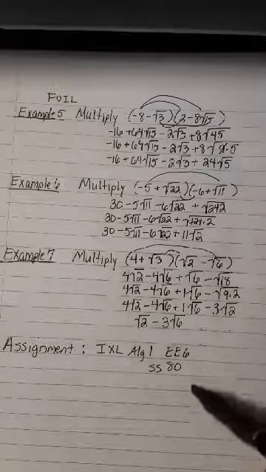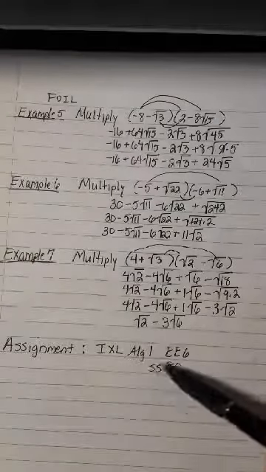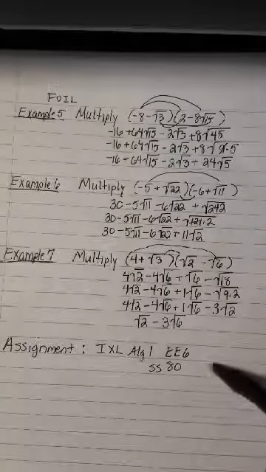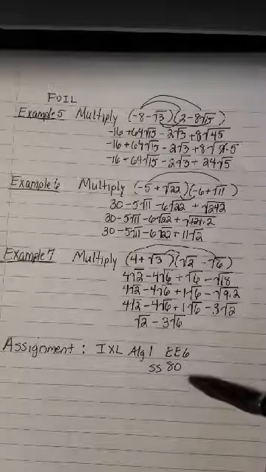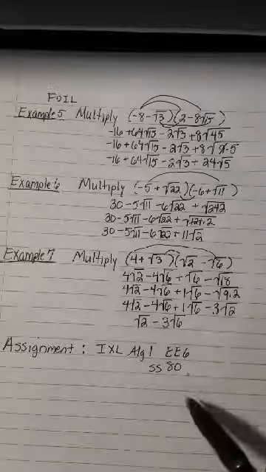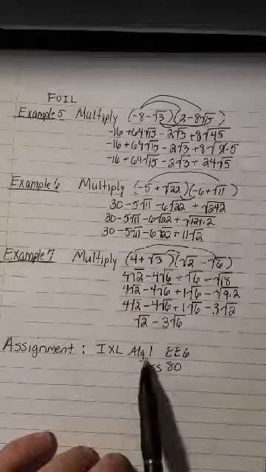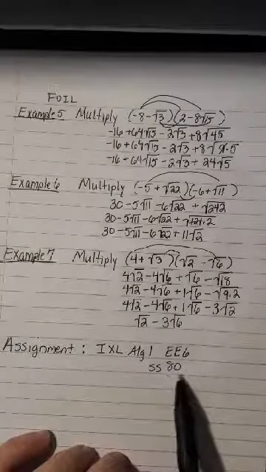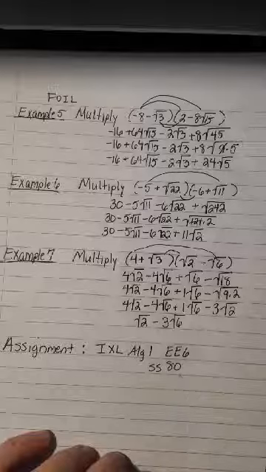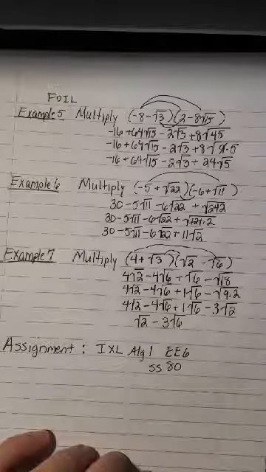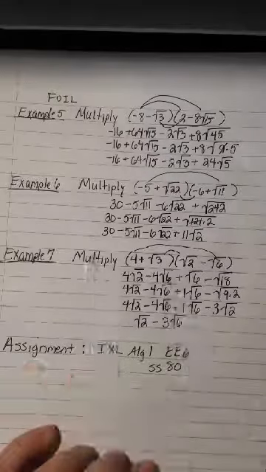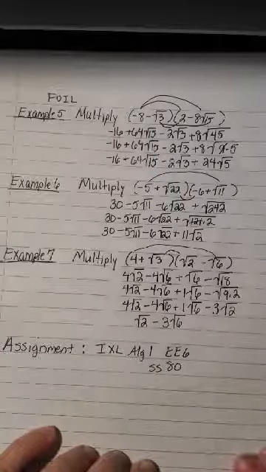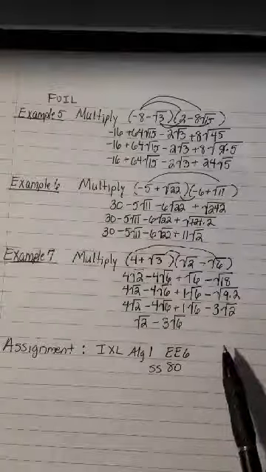All right, now your IXL topic, Algebra 1, EE6. You have to get a SMART score of 80. Again, that's Algebra 1, EE6, SMART score of 80. And I went through all the problems. They're pretty much just like these. These are, in fact, some of the problems that came up on my IXL when I did those. Let me know if you need any help.